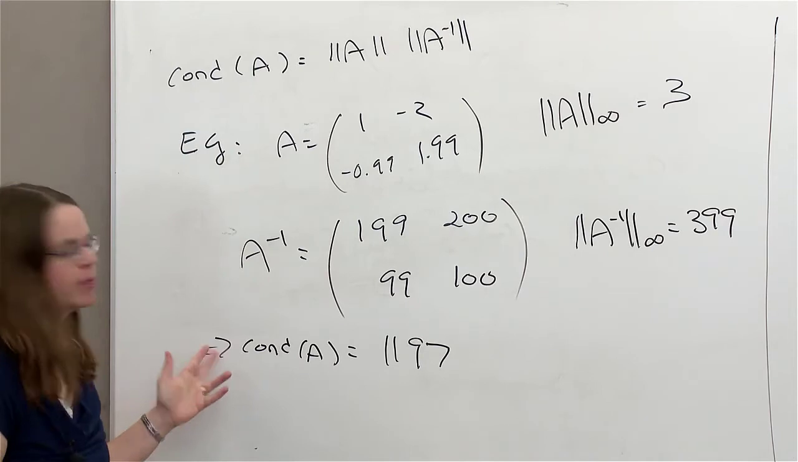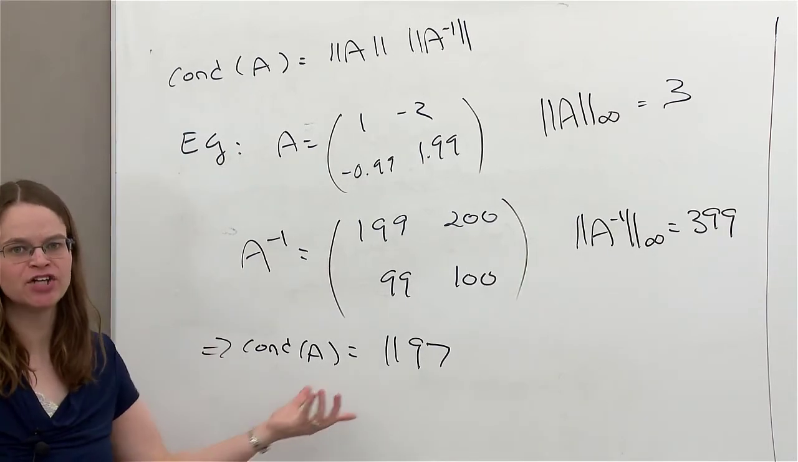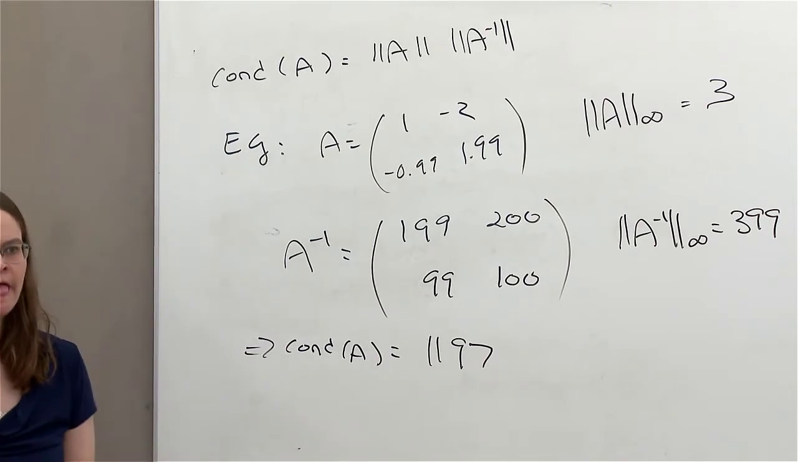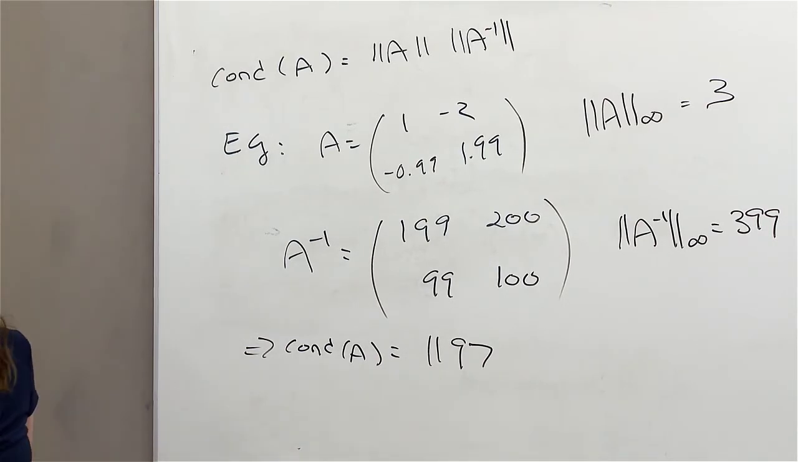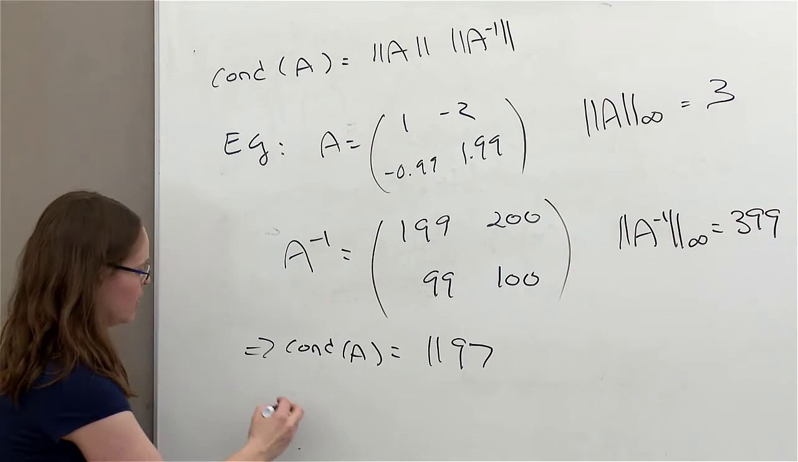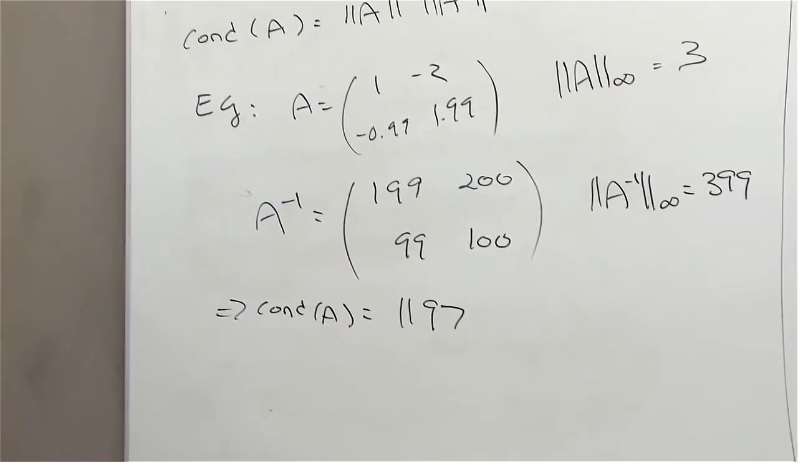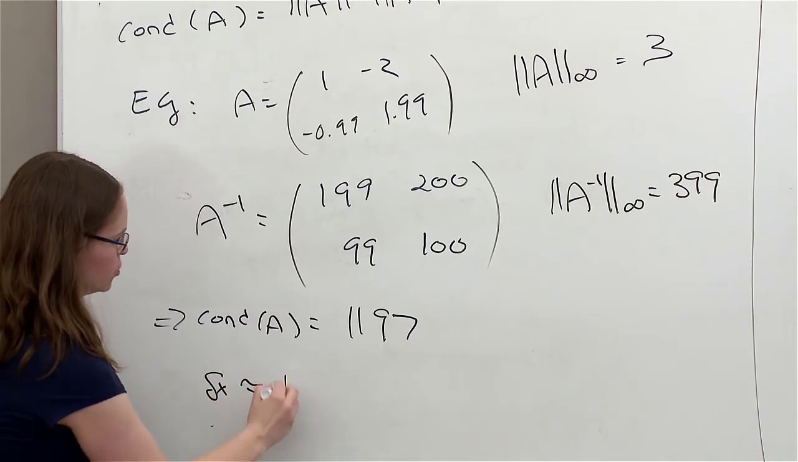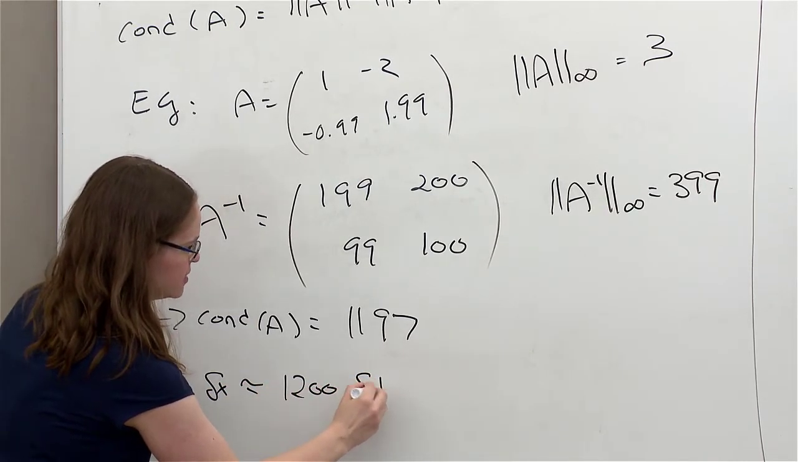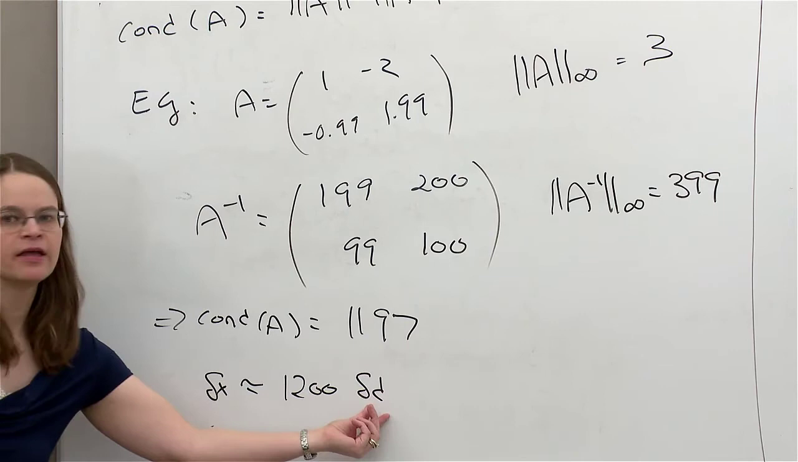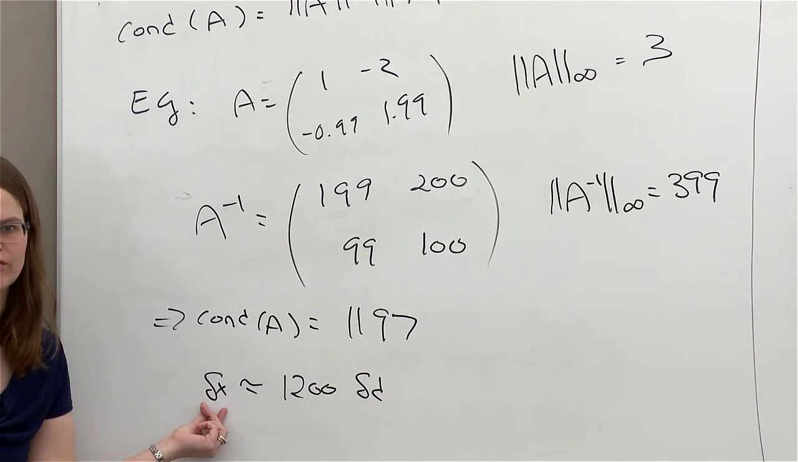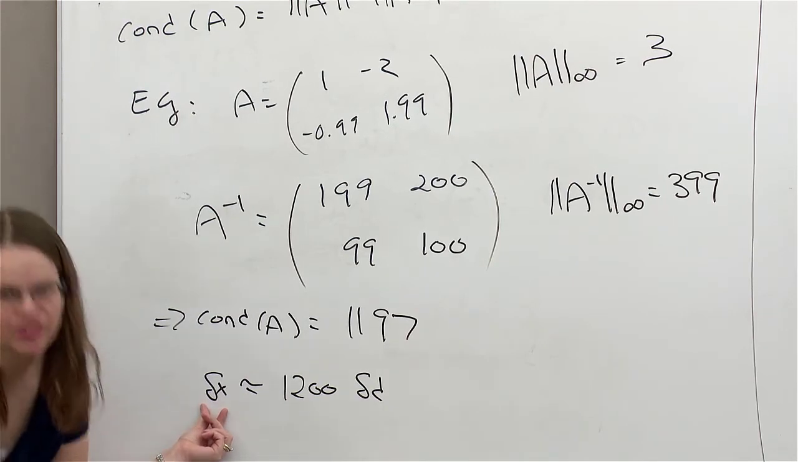And we could have predicted that might happen if ahead of time we'd computed the condition number or tried to estimate the condition number. If I know ahead of time this is going to happen, if I can say my error in my solution might be on the order of 1200 times delta D, then I can estimate how small delta D needs to be in order for this to be reasonable. That's what you were asking before.